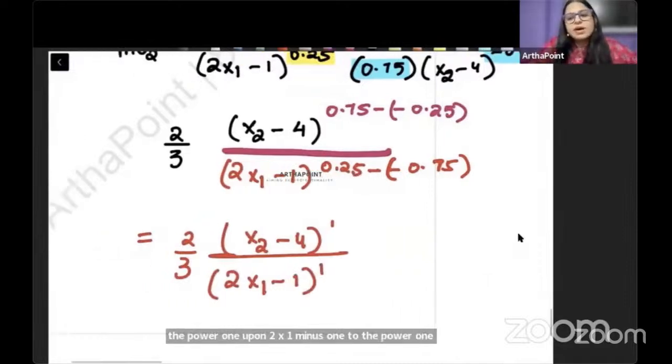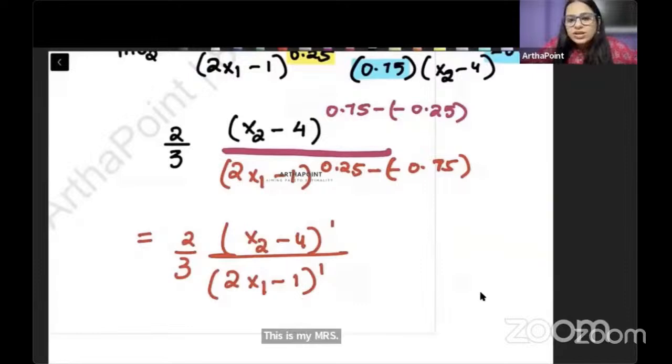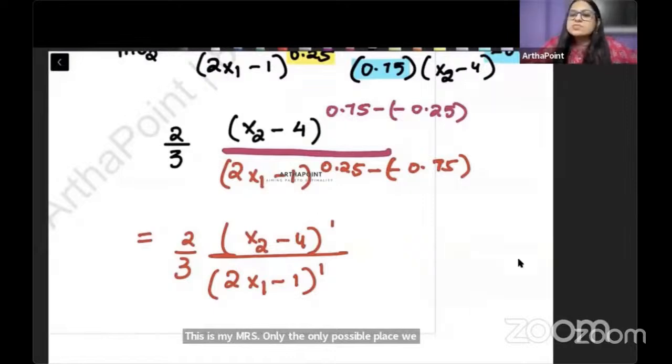This is my MRS. Only here could a mistake happen. This is the only possible place where you may make a mistake, in the MRS. Now it is simple. Equate MRS to PX by PY. Just equate it with the price ratio.